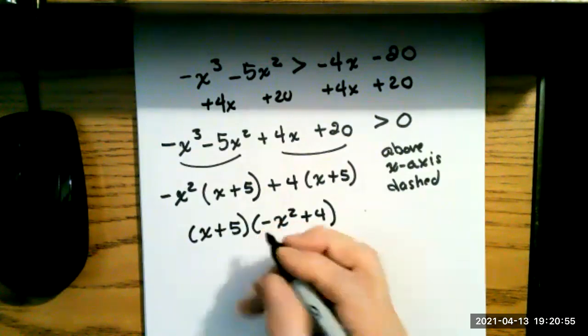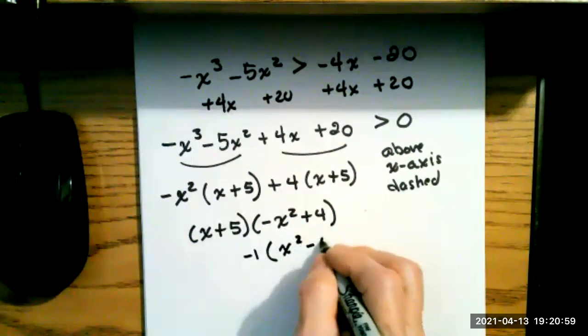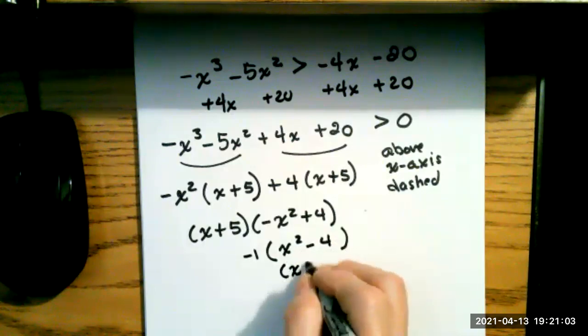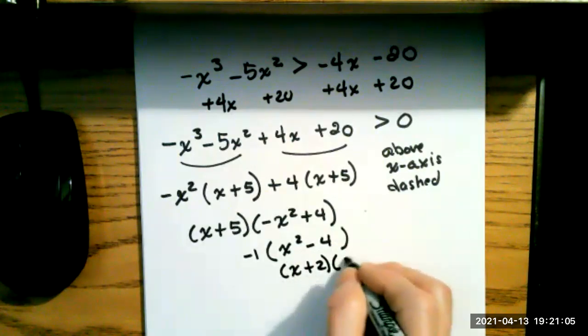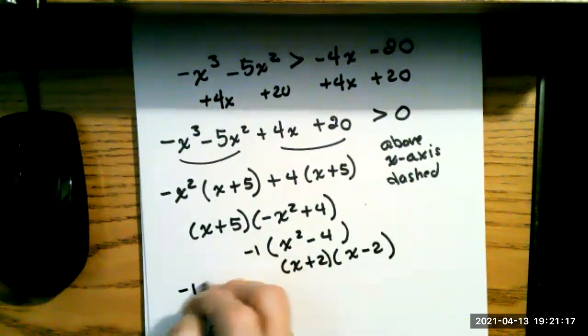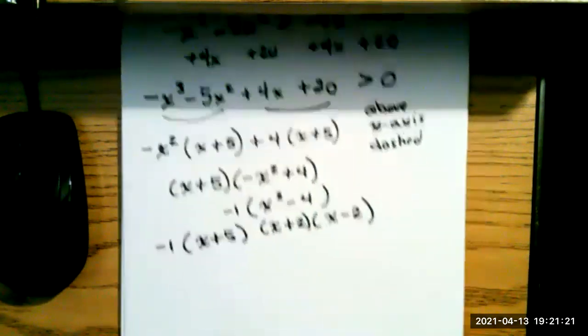I need this negative to be in between here and not where it is. So if I take out a negative 1, I would have an x squared minus 4, which is what I want, because that will give me an x plus 2 and an x minus 2, because that's a difference of 2 perfect squares. So let's see what I have. I'm going to move that minus 1 out to the front and put my x plus 5 in there just because it's prettier.